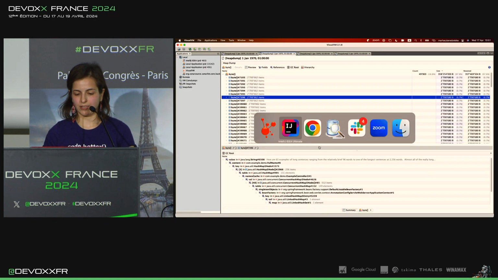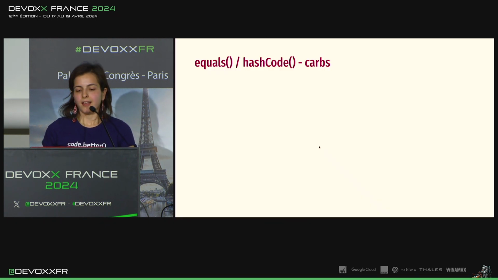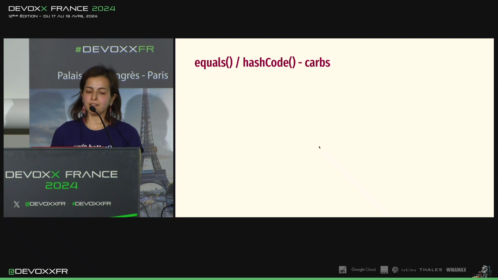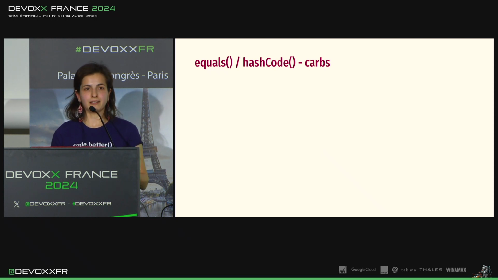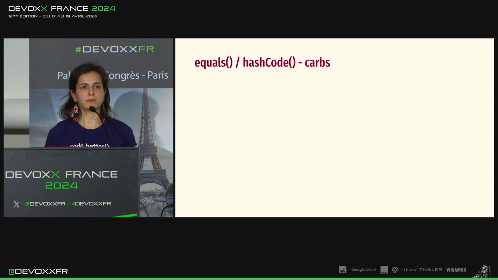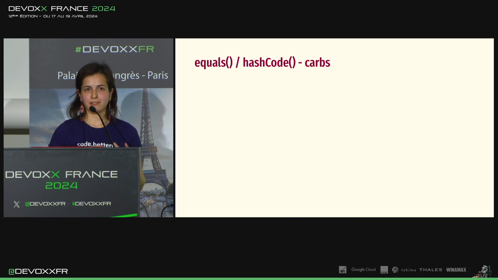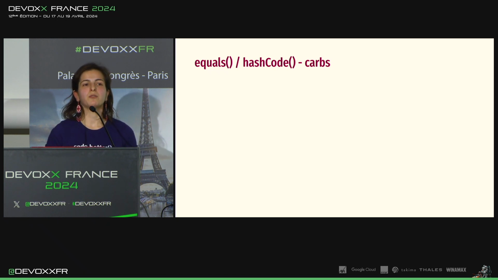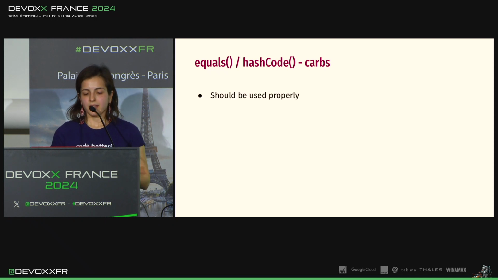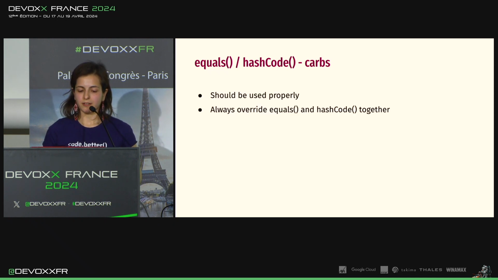So let's go back to our presentation and see that equals and hashCode are like carbs. We need them. That's the most crucial part, and all the hash maps and the algorithms work on this, but we need to understand and properly remember how to use them. Honestly, I've seen a lot of problems in the code from people who know this contract, but sometimes they forget, and sometimes you don't think that you're using something in the hash map, but you're actually using it in the hash map. So, first of all, we should use them properly.